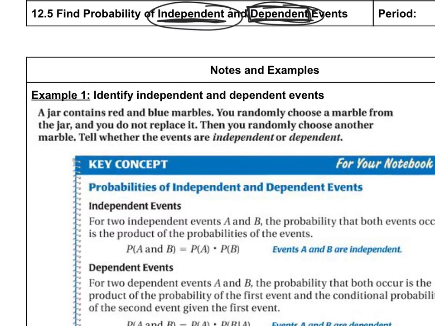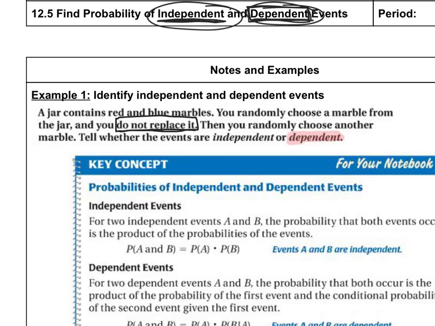So example number 1, we're just identifying independent or dependent event. A jar contains red and blue marbles. You randomly choose a marble from the jar and you do not replace it. Then you randomly choose another marble. Tell whether the events are independent or dependent. So the question becomes, does your second marble choice depend on your first marble choice? In this case, the answer is yes, because you're not replacing that marble. That makes it a dependent event.